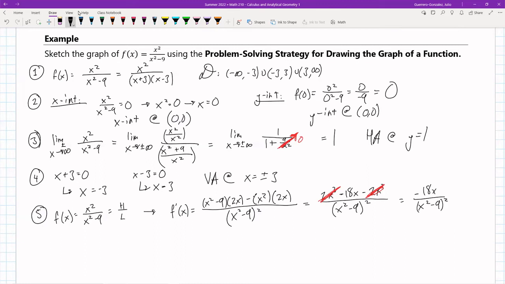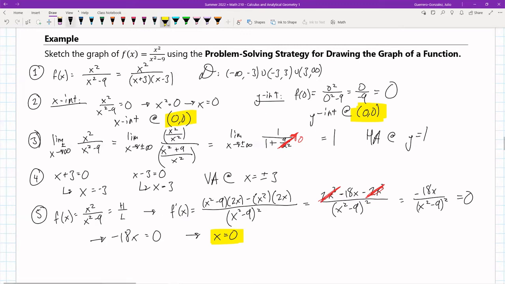In order to find critical points, this has got to be equal to 0. So therefore, negative 18x has to equal 0, which means x has to equal 0. So that means we have a minimum at x equals 0, right? Notice that before, our x-intercept and our y-intercept were also there.